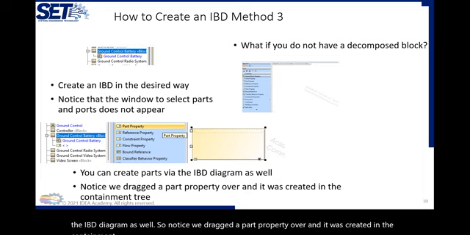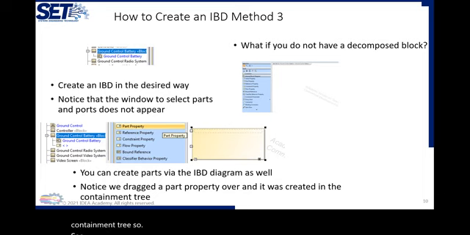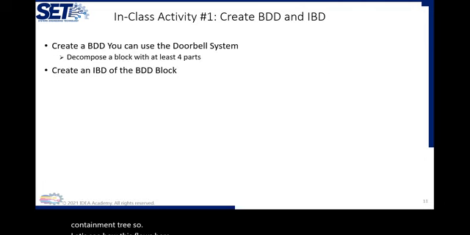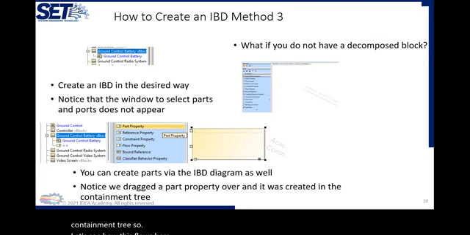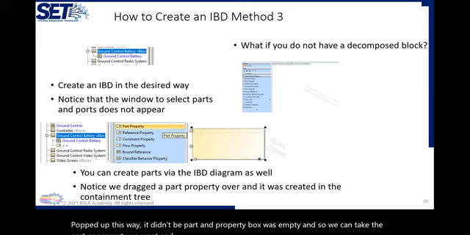So let's see how this flows here. So this one we're using the ground control block, and then when the ground control popped up, this way the part and property box was empty, and so we can take the part or property we want and we can add it over and create it. You can drag it over.